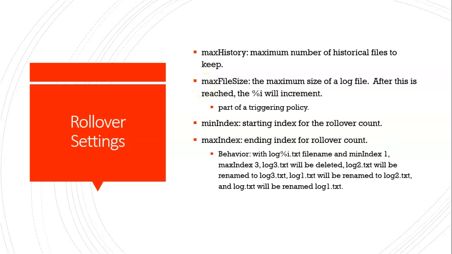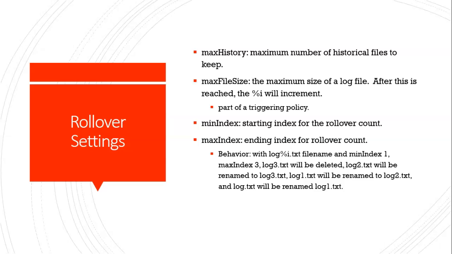A few other parameters that we can set up in our logback file. Max history means how many historical files do we want to keep. Above and beyond that, they will automatically housekeep. Max file size is used when you have that %i symbol. It says once you go past this boundary of file size, let's go ahead and rename the previous file.